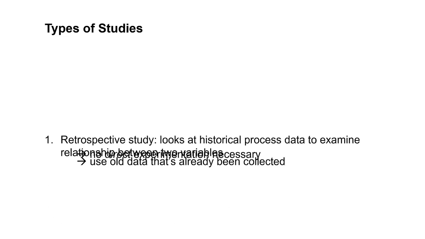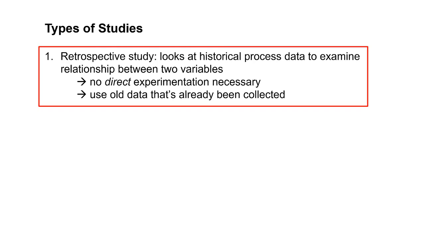So let's talk about the types of studies. The first type of study that we'll talk about is known as a retrospective study. This just looks back at historical process data to examine the relationship between two variables. Importantly, for retrospective studies, no direct experimentation is necessary. We basically use old data that's already been collected. So if you were trying to correlate different toxins that might have been found in water to incidence of cancer, you could just go back historically, the last couple decades, and look at water test results and cancer results in different areas and put together relationships that way.